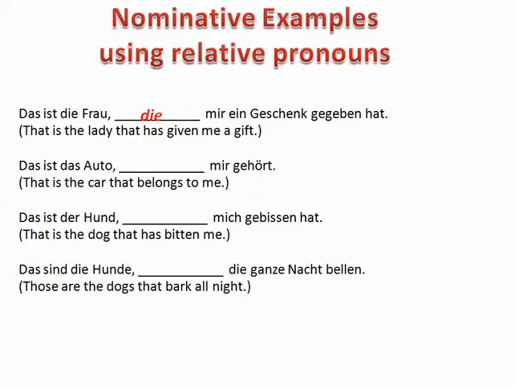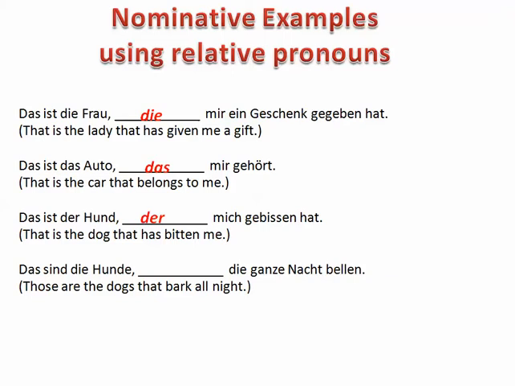In our next example, das ist das Auto, das mir gehört. So in our second clause, it's playing the role of the subject, so it'll be nominative as well. And just as a side note, remember, gehören is a verb that means to belong to, and it is a dative verb. In our next example, das ist der Hund, der mich gebissen hat.